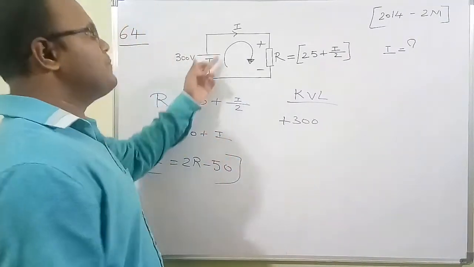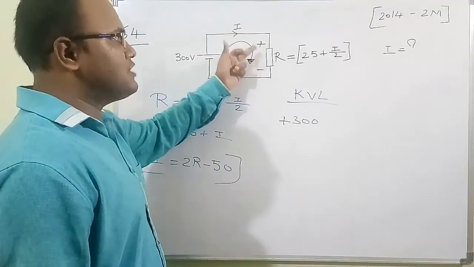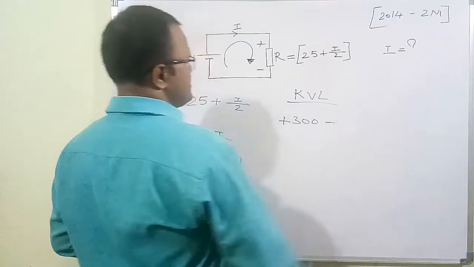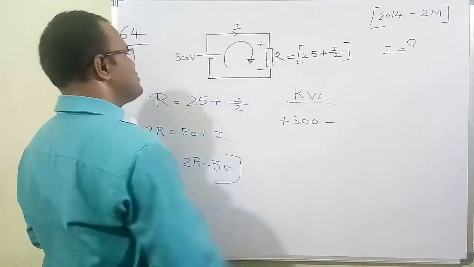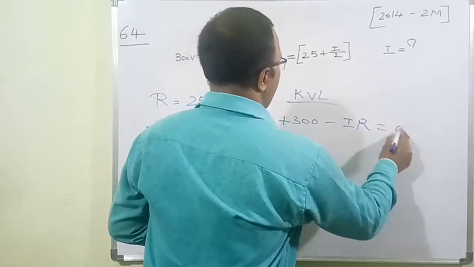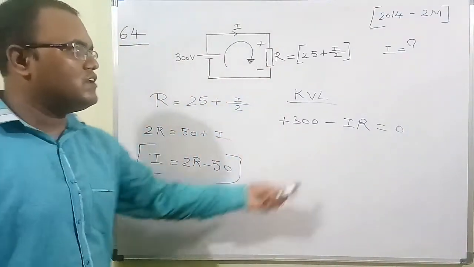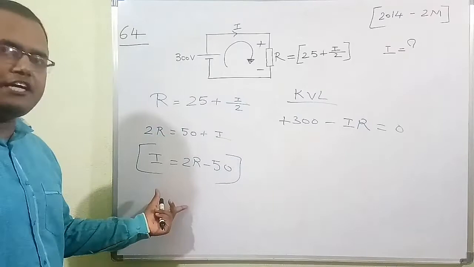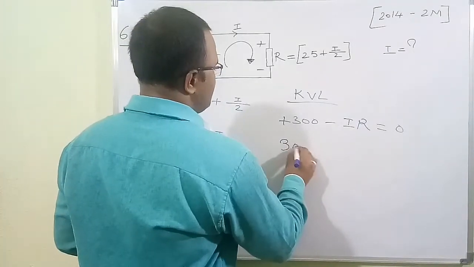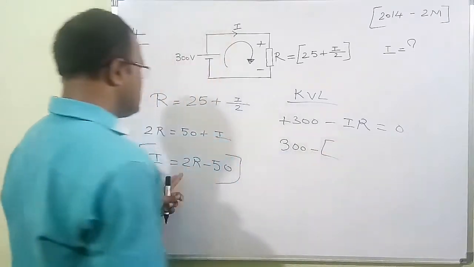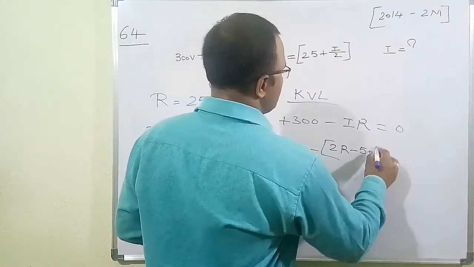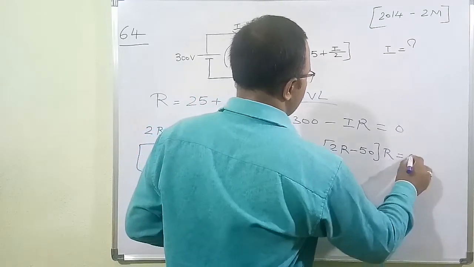And after traveling up to here, I got plus to minus. So there is a drop in voltage. There is a drop in potential which is minus. So minus I into R. The voltage drop is I into R. Therefore 300 minus I into R is equal to 0. But if you see carefully, the value of the current I is already got in this expression, which is 2R minus 50. So 300 minus (2R minus 50) into R is equal to 0.